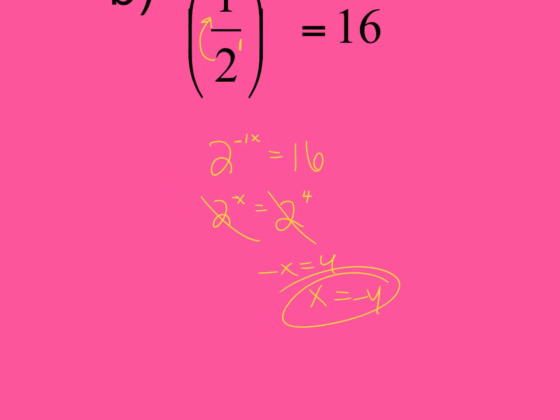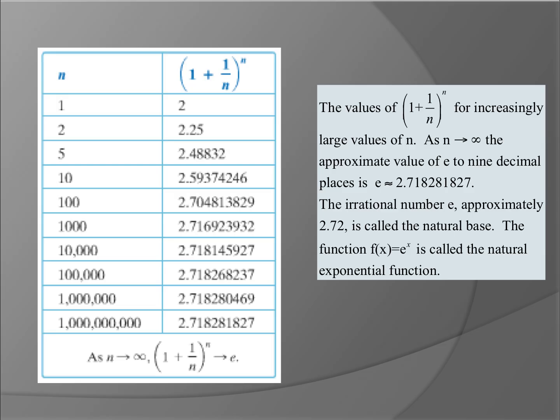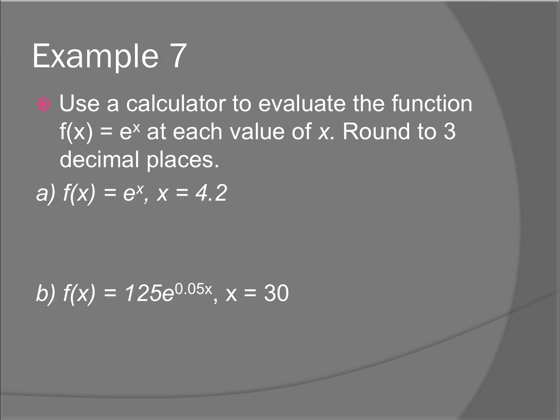One-to-one's really easy, especially when they tell you solve using one-to-one. They're telling you you can make the bases the same on each side. Like it's mathematically possible. Okay, we'll talk about E more tomorrow. I told you about this yesterday. It's programmed in your calculator. That's that button. It's on the LN button, but we'll play more with our calculator tomorrow.